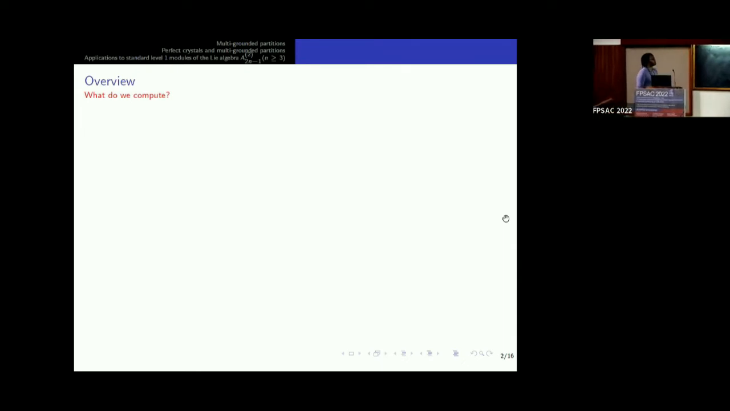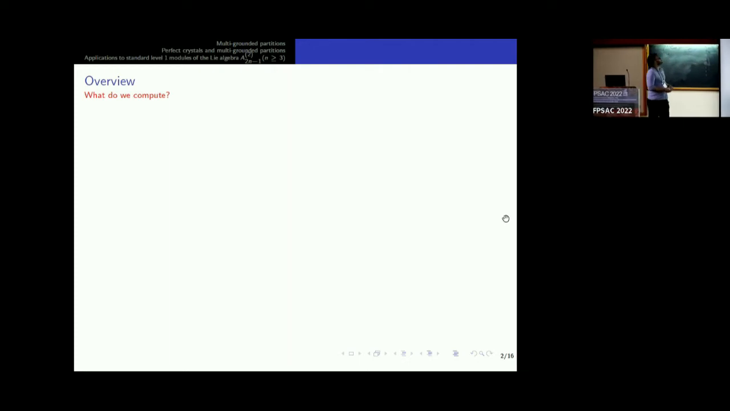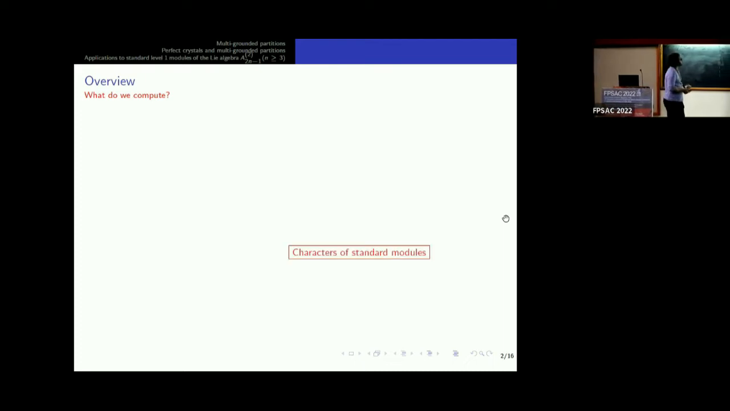So I'll try to be very light for this last talk. If you have to understand something, it is just this slide that I put in the first position. What do we compute exactly? We compute characters of standard modules. Standard modules are some kind of representation for affine Lie algebra. So it's not the group algebra, the Lie group algebra, but the affine Lie algebra.